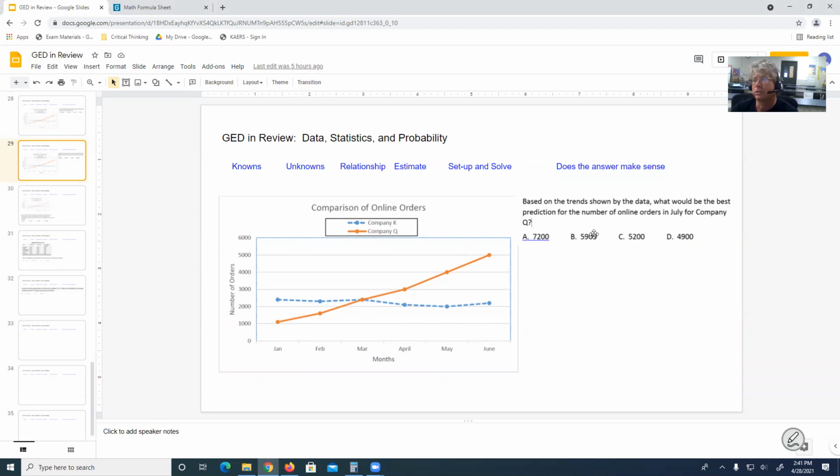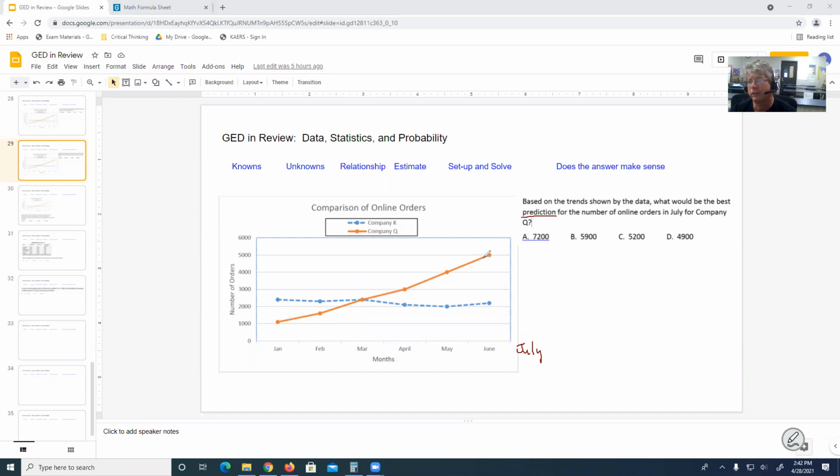So based on the trends shown by the data, what would be the best prediction for the number of online orders in July for company Q? So again, company Q is this orange line. And so we have January, February, March, April, May, June. July would be over here somewhere. It's not represented. So what they're trying to do is get us to predict.